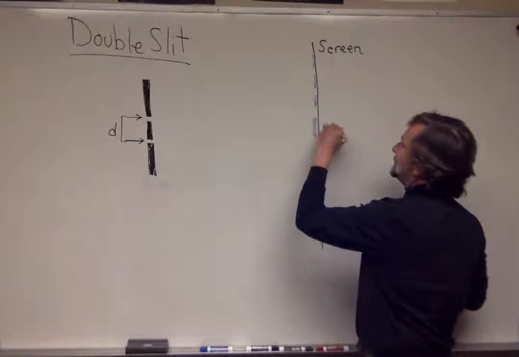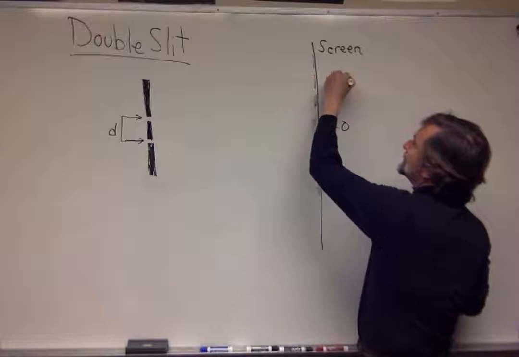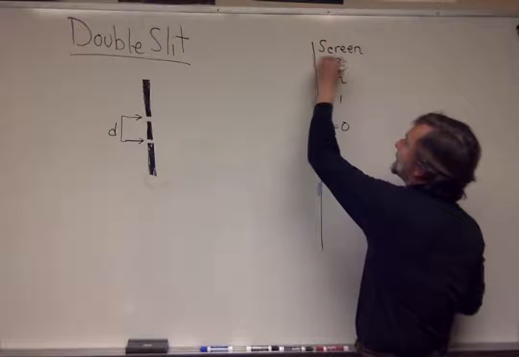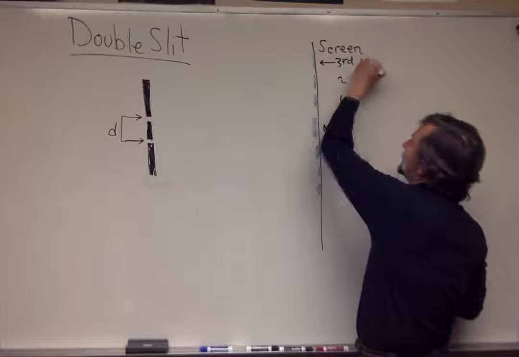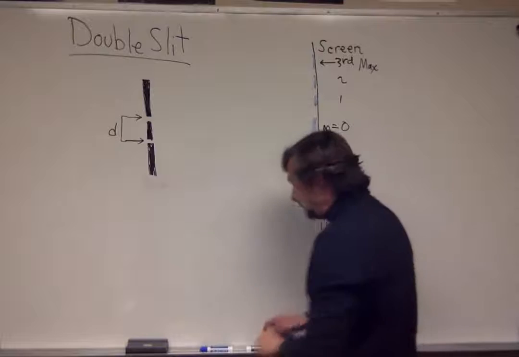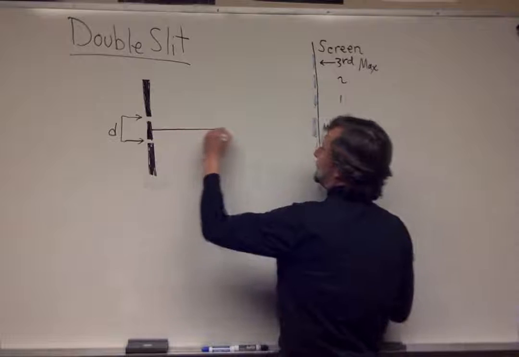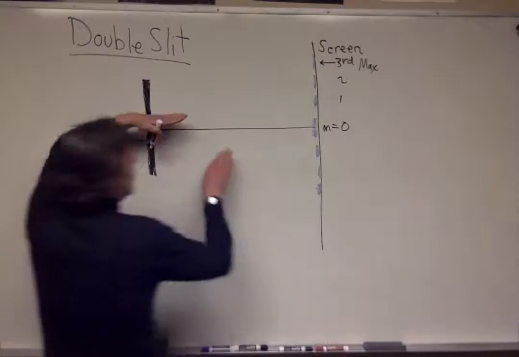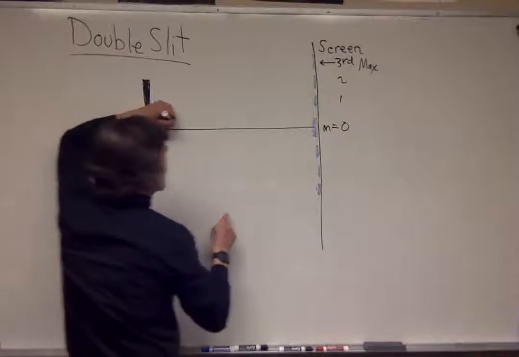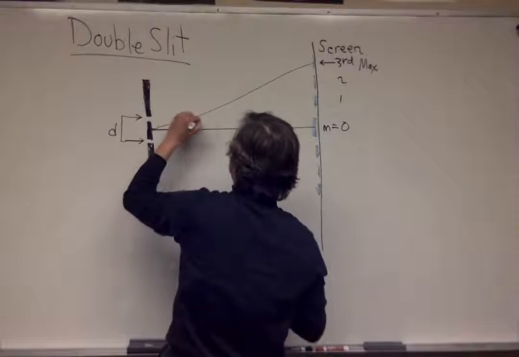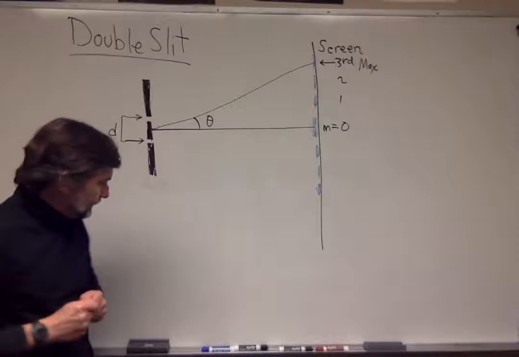m equals 0 for the central maximum, m equals 1 for the first, 2, and 3. So that would be the third maximum. And they give us an angle. The angle they give, we'll call it theta. And by that they mean this angle here, the angle from the center line up to that third maximum. And so I'll just draw that angle in as theta. So that defines the problem for now.